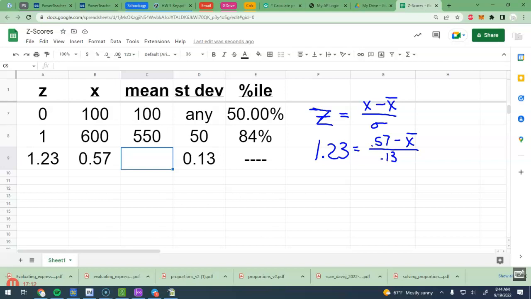So you can think about this two ways. Some people would say multiply both sides by 0.13, and those will cancel. And some people would say put this over 1 and cross multiply. But don't you just end up doing 1.23 times 0.13 either way? So it doesn't really matter which way you think about it. It's the same idea. So if I do 1.23 times 0.13, I get 0.1599.